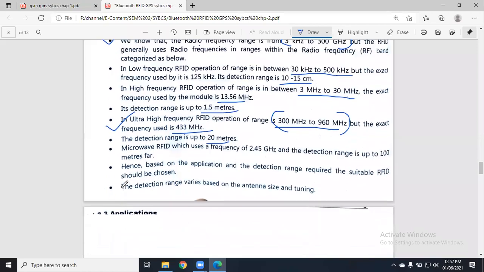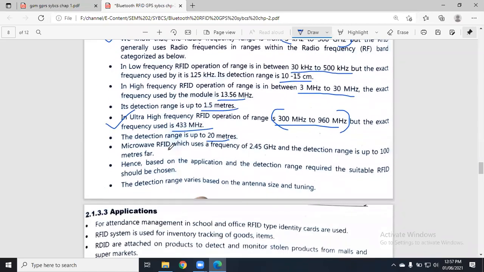Okay. The microwave RFID uses a frequency of 2.4 gigahertz. So if you are using microwave RFID, that will require a frequency of 2.45 gigahertz. And the detection range is about 100 meters. If you are at a distance of 100 meters and you are using 2.45 gigahertz frequency, then this RFID is able to detect over that range. Correct.